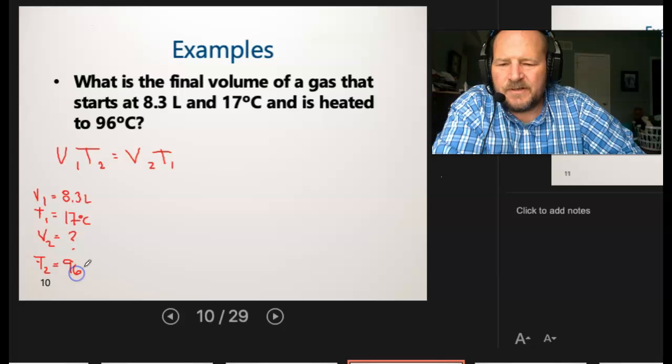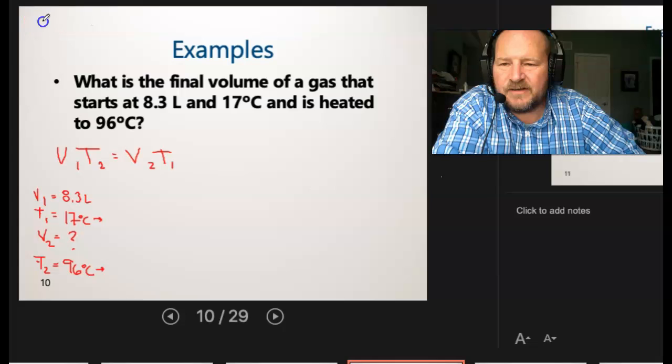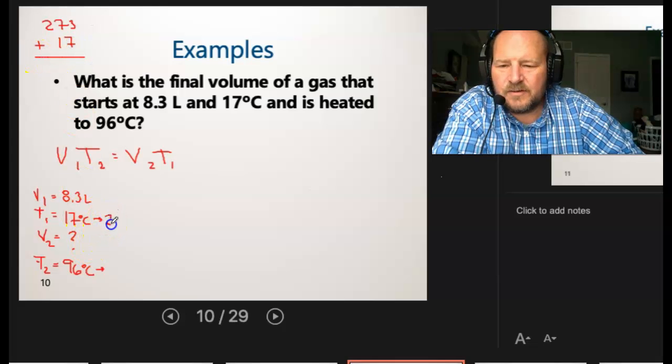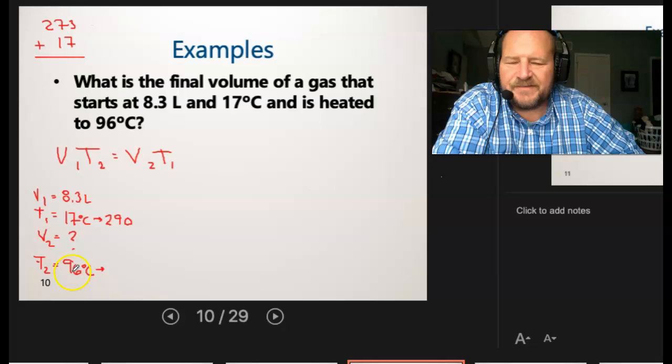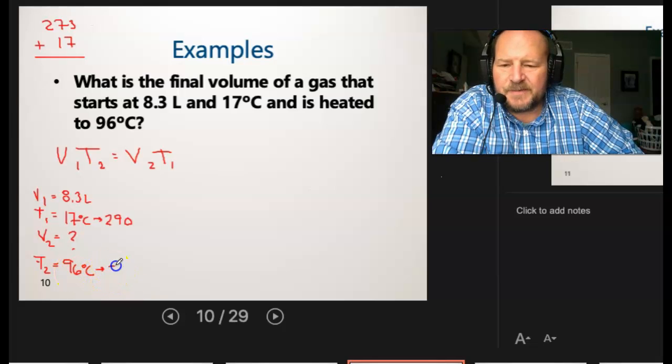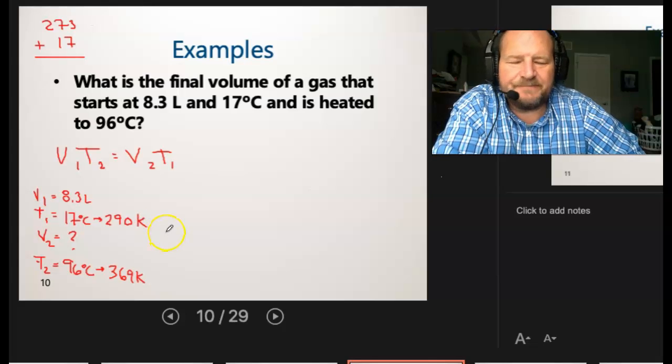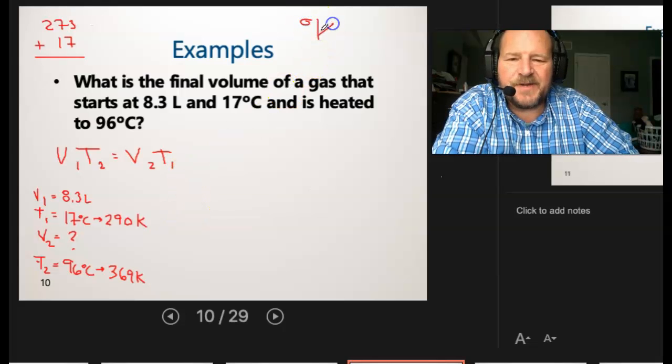Now remember, this only works in Kelvin, but they gave us C. That's pretty common. So what I'm going to do is convert both of those to Kelvin. So 17 plus 273 is going to be 290. And then 273 plus 96 is going to be 369. Now these are not degrees, it's just Kelvin, so it's just a K. We don't say degrees Kelvin. Who cares? If you do it, I'm not going to take points off for that. But if you give me a degree K, I'll laugh at you behind your back.